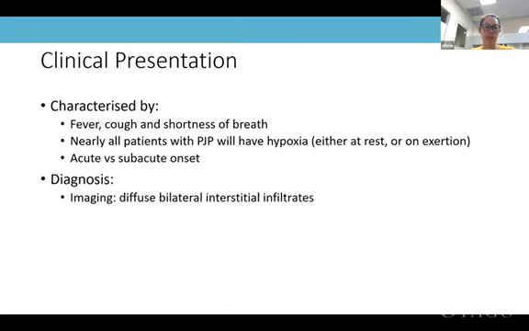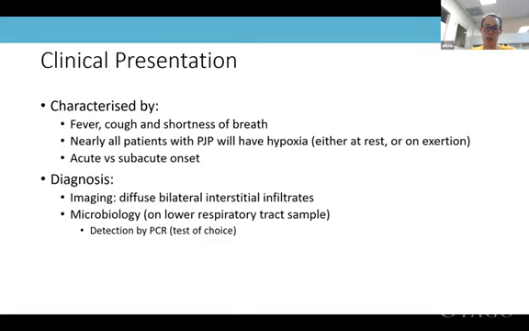So the diagnosis is made based on the imaging findings, so diffuse bilateral interstitial infiltrates, and lower respiratory tract sample taken. So again, that's sputum, induced sputum, or bronchoscopy, so bronchial washings. And the way to detect it now is by PCR. That's the test of choice these days, but it used to be doing this direct fluorescent antibody staining.